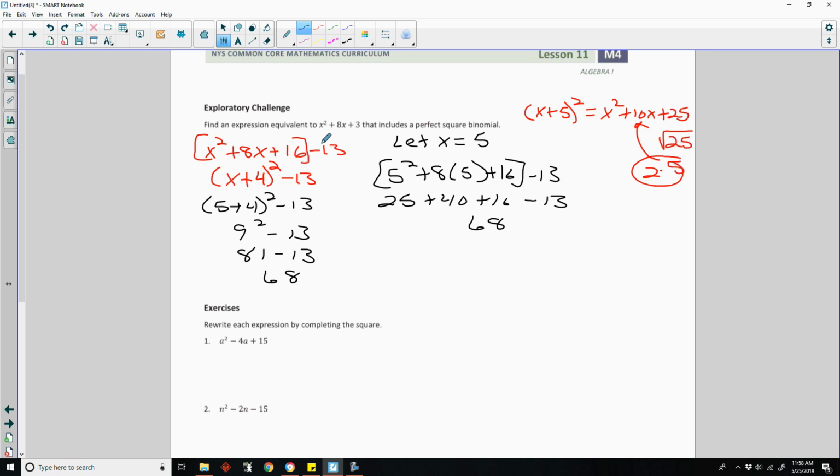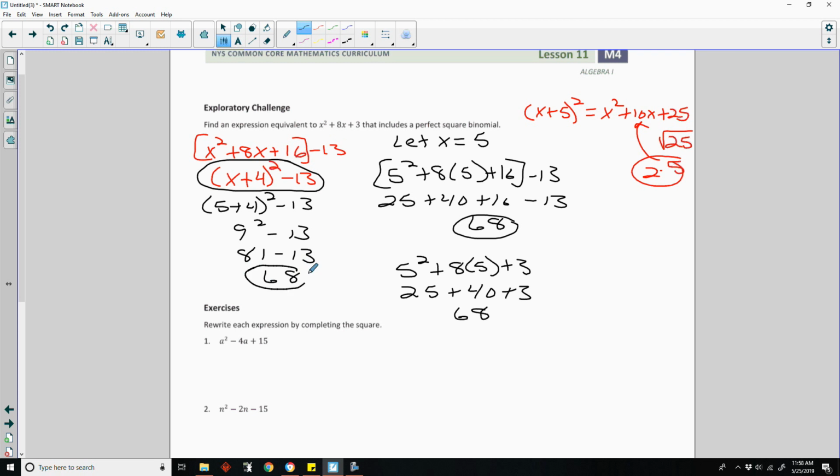So it checks. That concludes that x plus 4 squared minus 13, these two are equivalent, but would it work here as well? So then I'm going to take 5 squared plus 8 times 5 plus 3. And that would be 25 plus 40 plus 3. 40 plus 25 is 65, plus 3 is 68. So we got 68 from this, we got 68 from the factored form, and we've got 68 from this here, so that proves that this is equivalent to that.